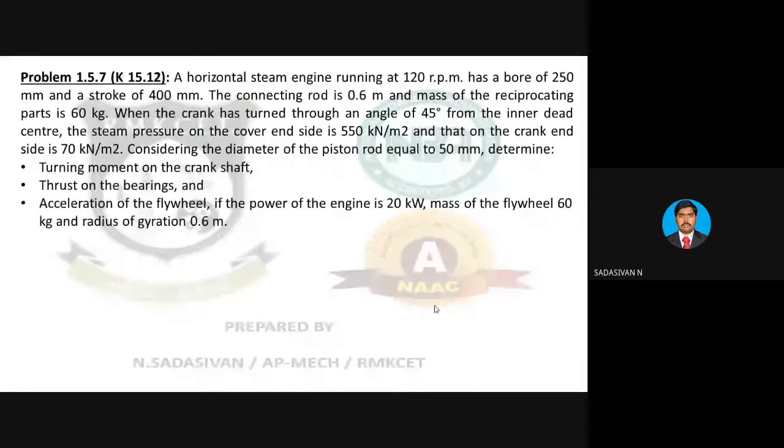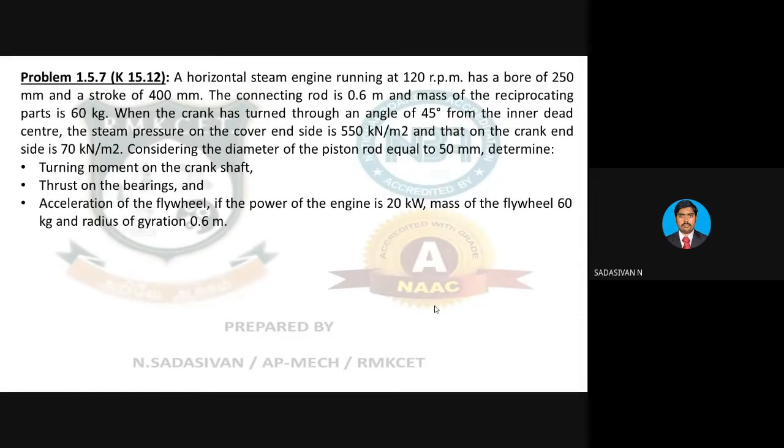What is stroke? Capital L. Okay. So the connecting rod is 0.6 meter long, which is small l. And the mass of the reciprocating parts is 60 kilogram. When the crank is turned through an angle of 45 degree, theta is 45 degree from the IDC, steam pressure on the cover end side. Cover end side means above the piston.